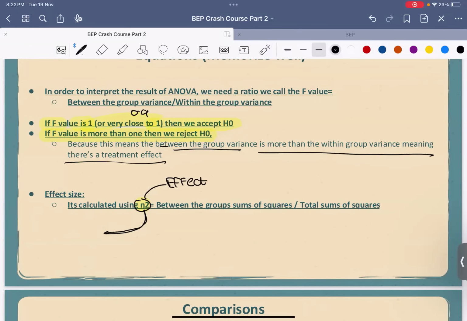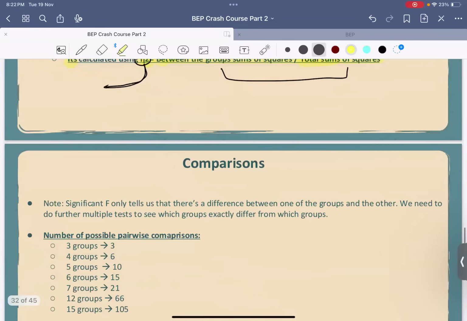So this is the answer, and it is between the group sums of squares over the total sums of squares. Memorize it, don't even try to understand it. Just memorize it like this. This came in the past. What's the equation of effect size in ANOVA? It's between the groups sums of squares over total sums of squares. Don't just get a general idea, memorize it word for word, because the other options are usually similar, like between the group sums over within the group sums, and that's wrong. The answer is total sums, right?